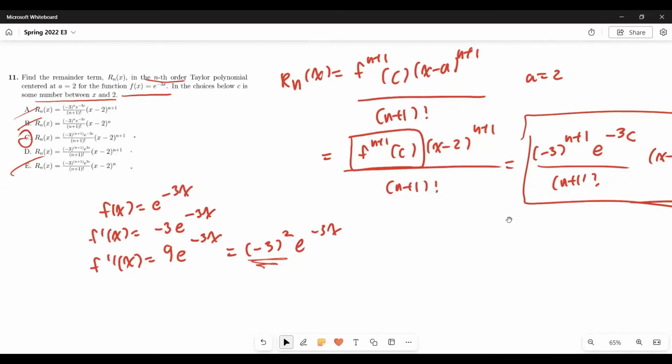Yeah, some might wonder how I got the e to the negative 3c, because if you look at finding the derivative, you're constantly getting e to the negative 3x as your result, right? Which is why we express the e to the negative 3x, but since we're finding it at the point c, that becomes e to the negative 3c, and then negative 3 is constantly getting squared or tripled or quadrupled, which is why we express that as negative 3 to the m plus 1. And if you plug in the value, that actually works. So that's how we get C for the answer.